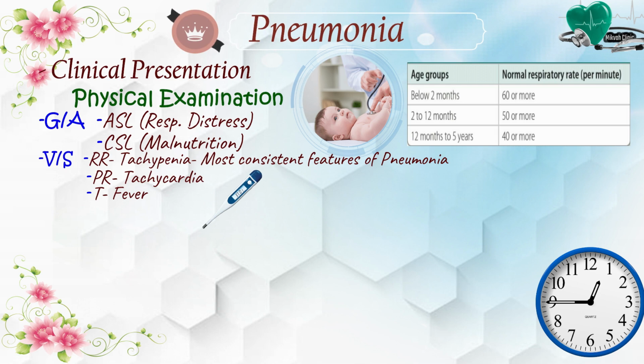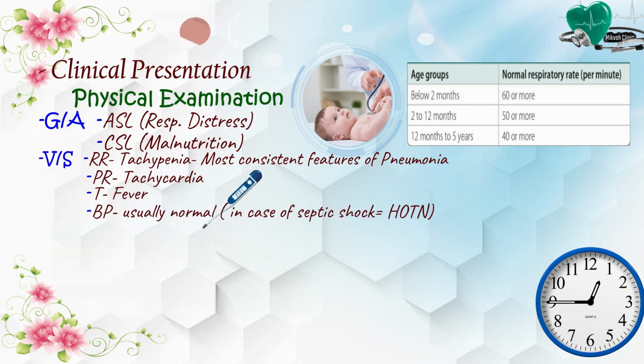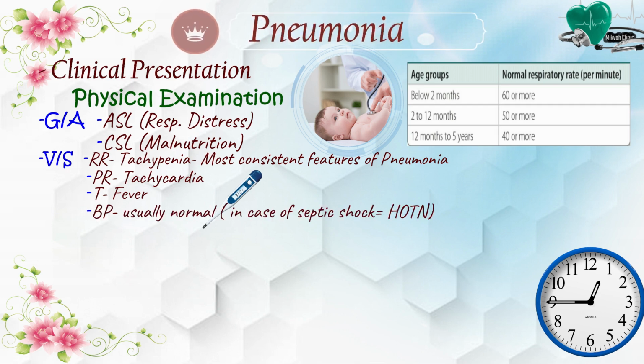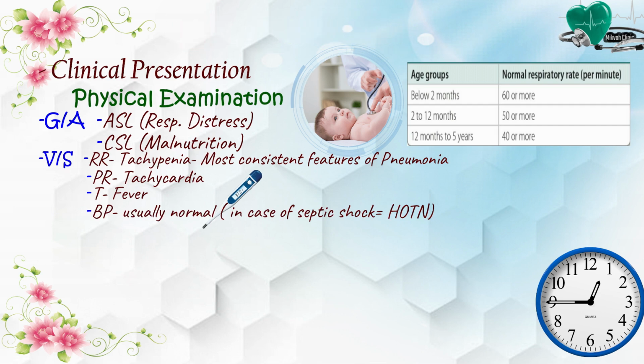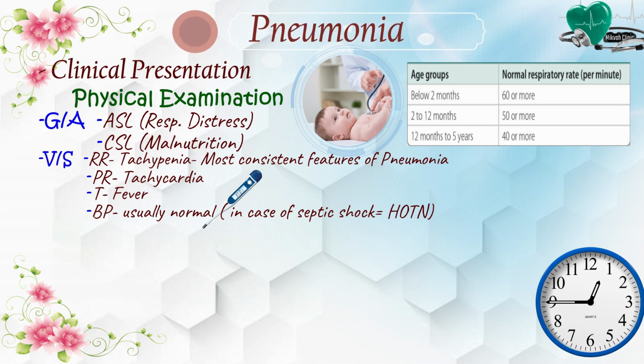So fever is expected for a child with pneumonia. The blood pressure of the child is usually normal, but if the child develops systemic complications, if he develops sepsis and septic shock, hypotension may occur, but it's not common.